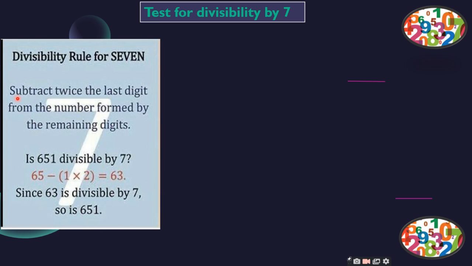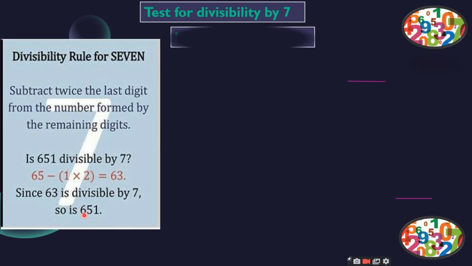Divisibility rule for 7 is subtract twice the last digit from the number formed by the remaining digits. Is 651 divisible by 7? According to the rule, we have to take the last digit and then twice it. 1 multiplied by 2, twice means 2. Then subtract it from the remaining digits. Here we have 65. So 65 minus 2 is 63. Since 63 is divisible by 7, 651 is also divisible by 7.